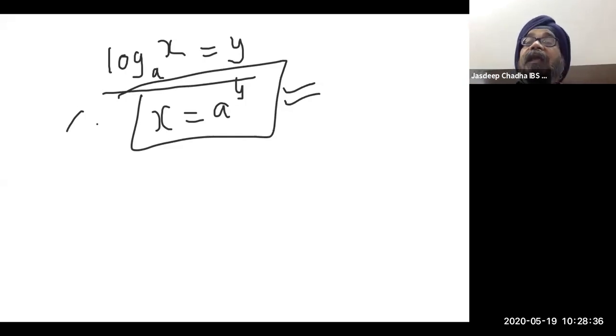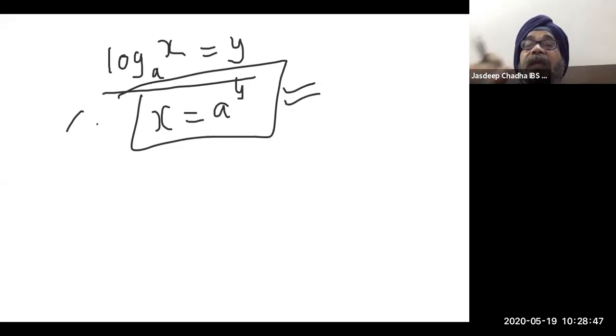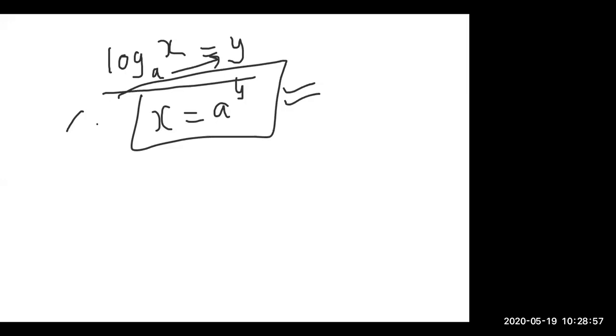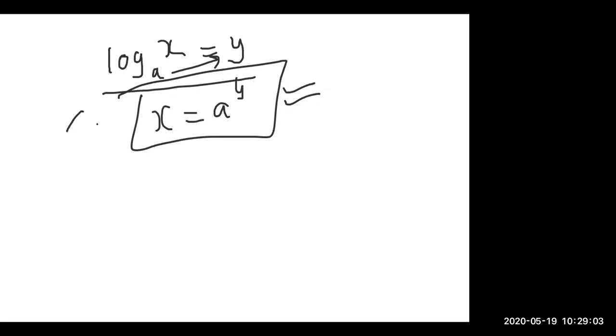Now see, there is a derivation for this, but I don't want to confuse you with so much derivation. Just understand this formula. If log x to the base a is equal to y, then the value of x is a to the power y. Y becomes the power of this base. This formula is clear to you? Let us repeat once again.